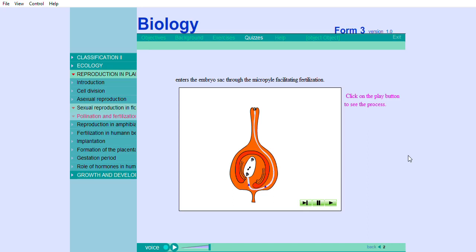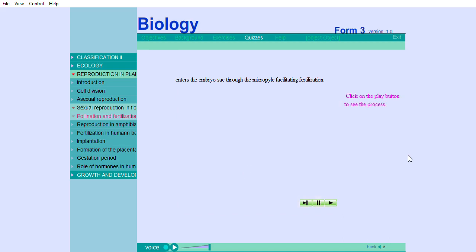The pollen tube enters the embryo sac through the micropyle, and when it reaches the center of the ovule, it penetrates the wall of the embryo sac and bursts open. The tube nucleus disintegrates, and the two male nuclei enter the embryo sac.